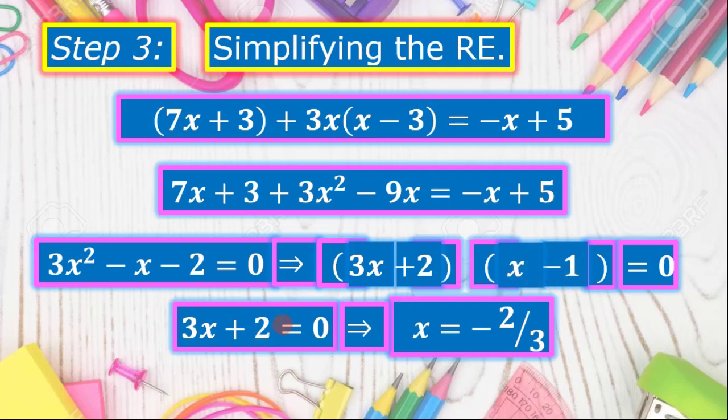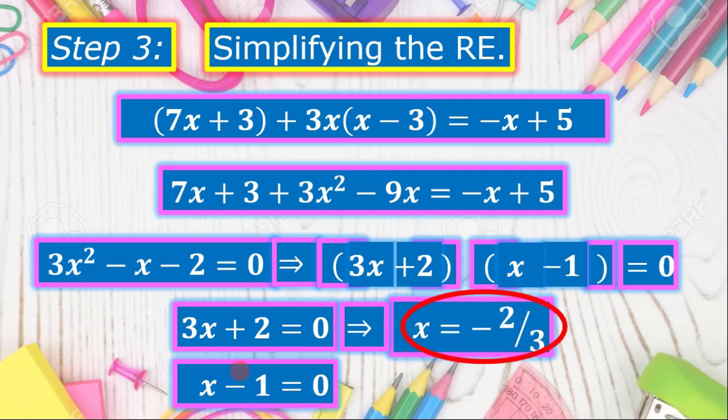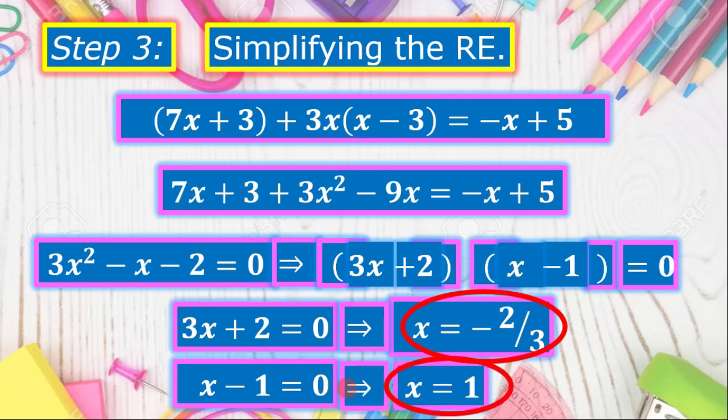Then we set each of these factors to 0. The first factor, 3x plus 2 equals 0, will give us x equals negative 2/3. And the second factor, x minus 1 equals 0, will give us x equals 1. So we have two values for x that will satisfy this rational equation. One is x equals negative 2/3, and the other one is x equals 1.